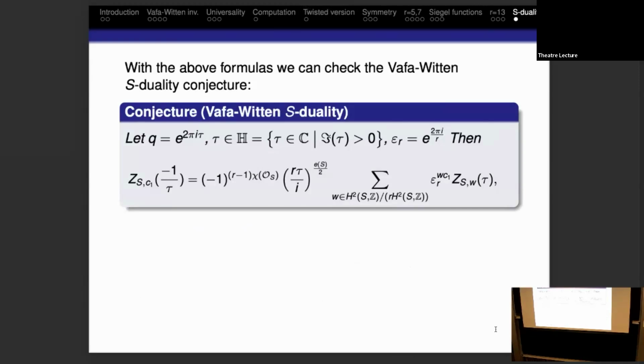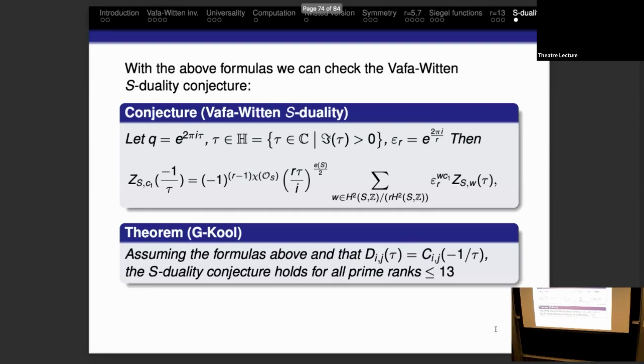Maybe I want to finish. I finally used my time precisely. So let me finish by saying something about the Vafa-Witten S2 conjecture. So I had this before on the blackboard. This was the S-duality, and with Paul, we are apparently proving, but it's kind of clear that if one believes all the formulas I just showed you, and we define the Dij as the Cij at -1 over tau, then indeed the S2L conjectures will hold at least for all prime ranks smaller or equal to 13.